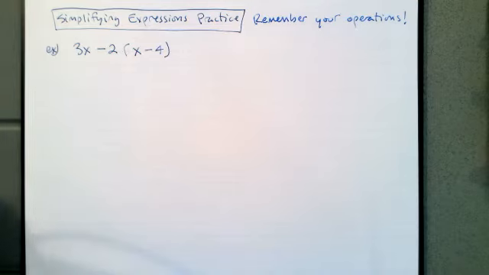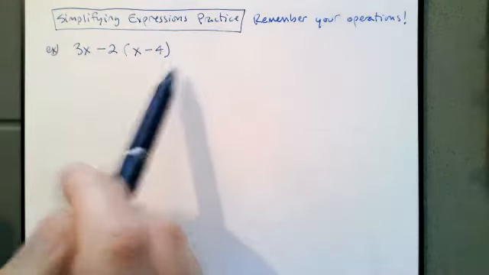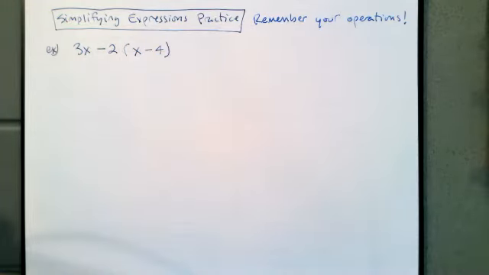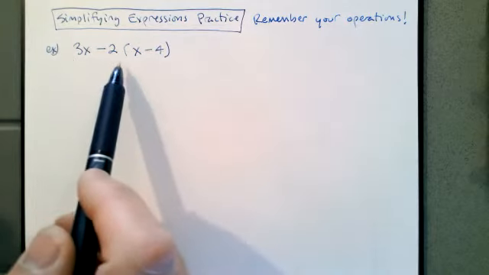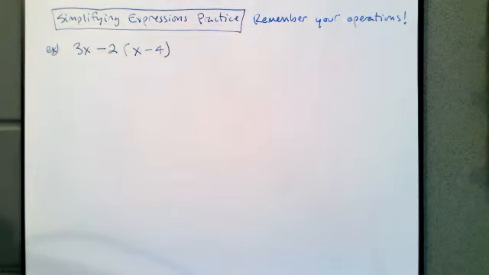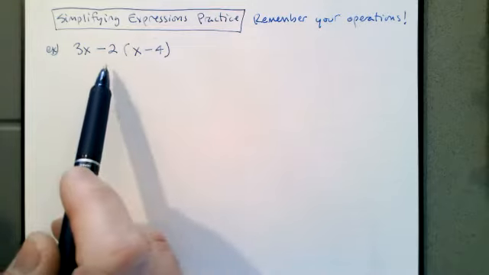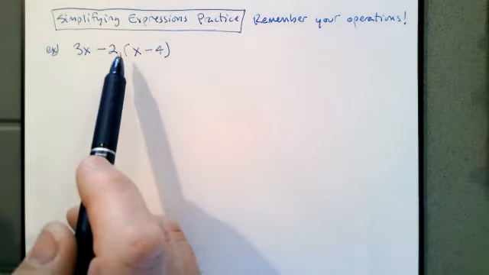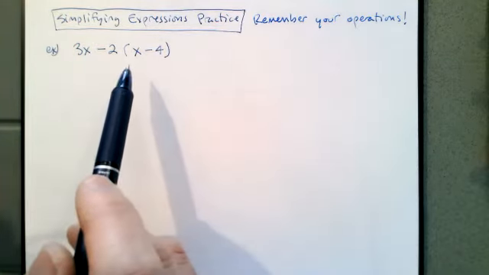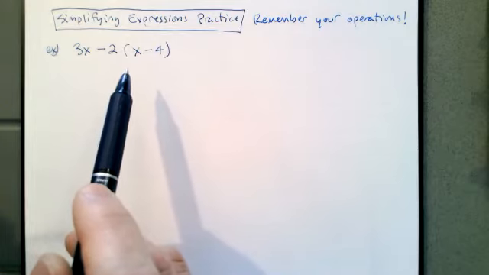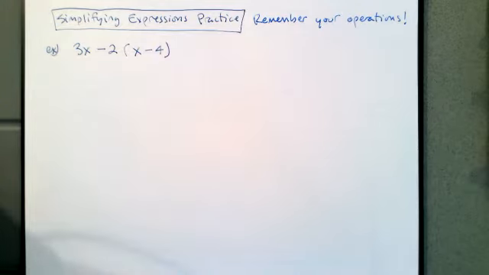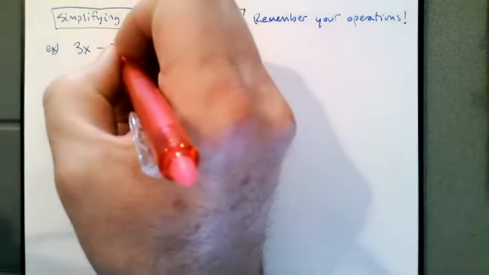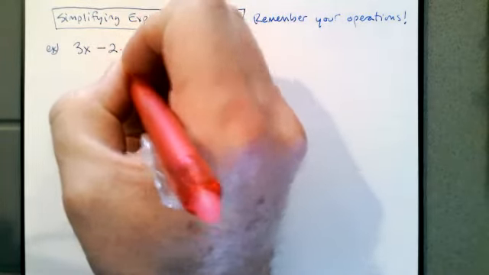Here's a great example. This expression has 3x minus 2 parentheses x minus 4. Oftentimes in algebra classes, especially with students coming through a second time around, they have seen a lot of this construction of a binomial and another binomial and some multiplication. However, we've got to read the expression carefully to see what's being multiplied. The multiplication is happening right here.